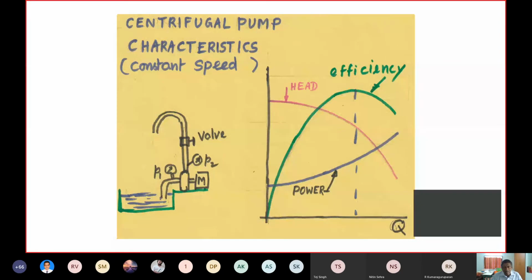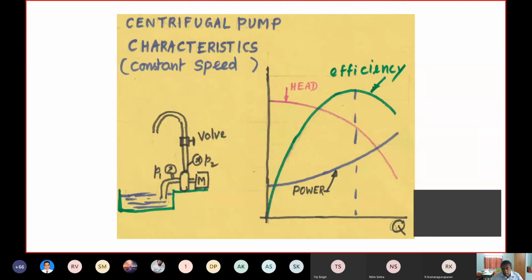Well, now we will see the centrifugal pump characteristics for constant speed. So this has to be done in the laboratory. You have the centrifugal pump connected to the motor and the suction pipe. In the suction pipe, you will have one pressure gauge. In the delivery pipe also, there is a pressure gauge. Now, depending upon the valve position, you can control the volume flow rate.